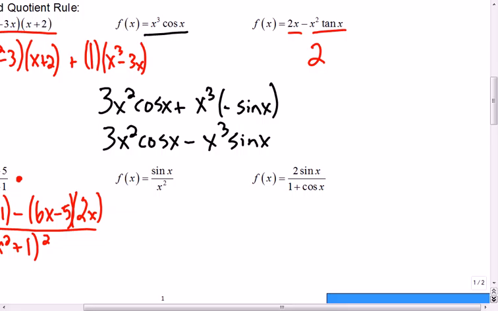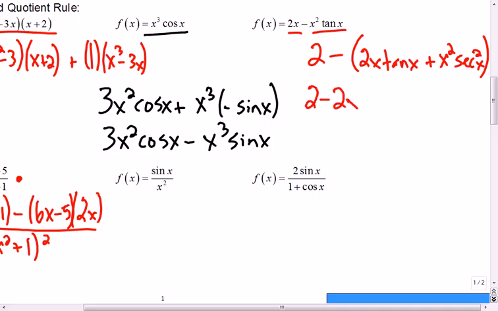This piece, however, does have product rule. So I'm going to be taking away derivative of the first piece times the second plus first times the derivative of the second. So that subtraction affects both pieces. So your answer should be subtracting both of those.